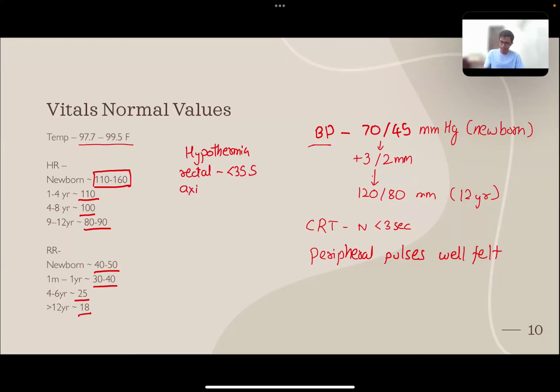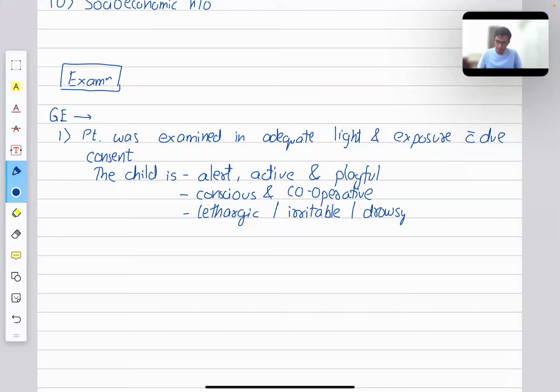And axillary temperature would be less than 35 degrees Celsius. If the rectal temperature is less than 32, it indicates severe hypothermia. And the time for which the thermometer has to be placed is 3 minutes at any site. I would recommend you all to take your own thermometer. It's possible that the examiners might not provide you a thermometer in the exam.